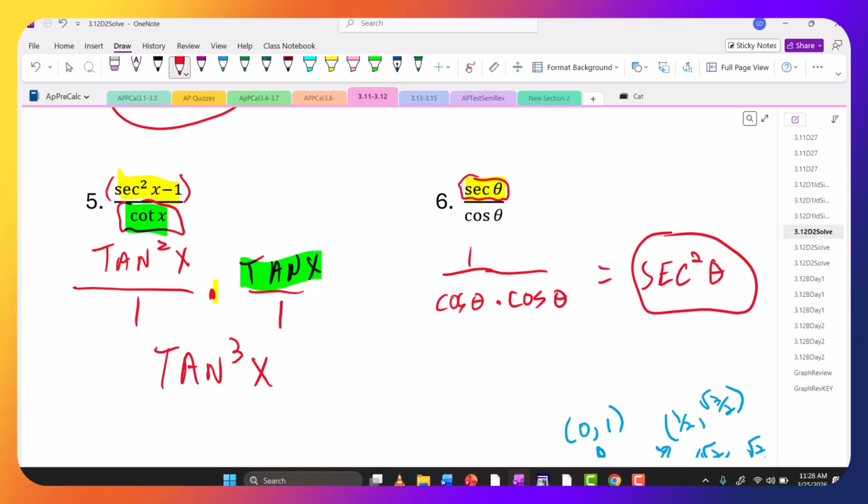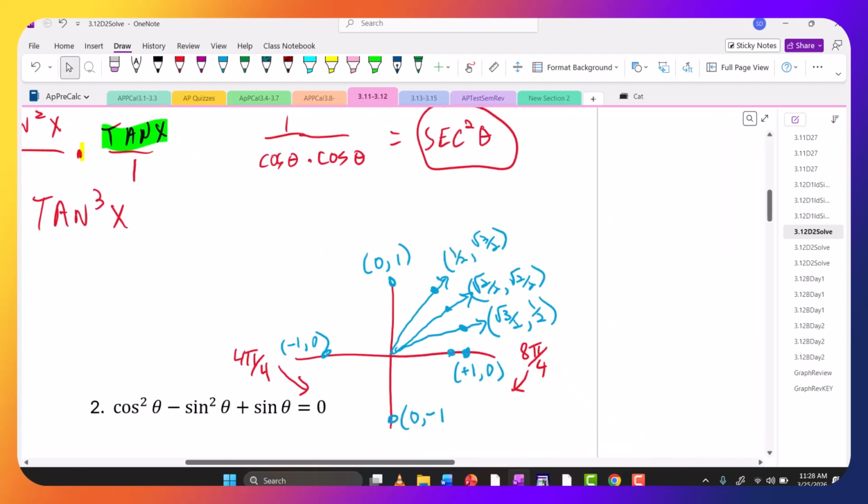I do like the idea of just taking the reciprocal identities and flipping them right in a fraction right away. You don't have to write 1 over cosine divided by cosine and then get lost in the fractional quagmire.